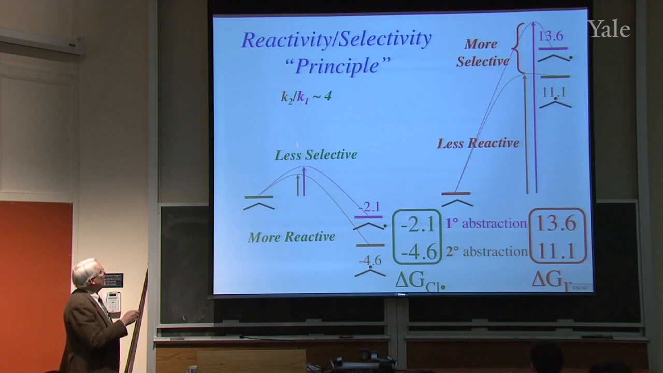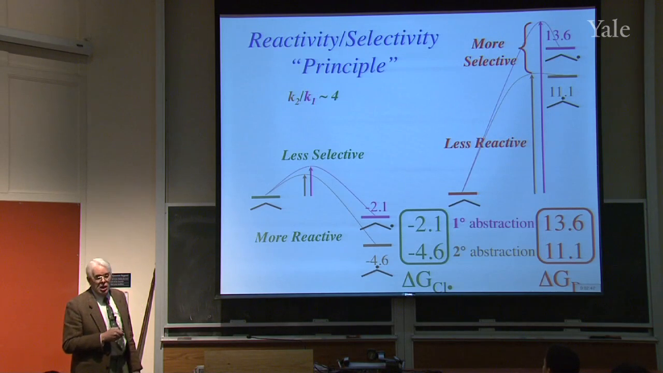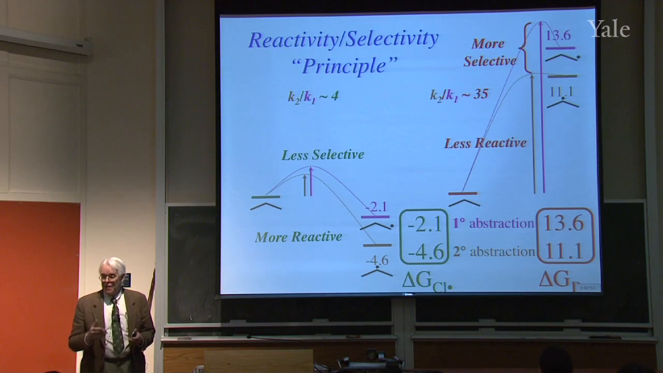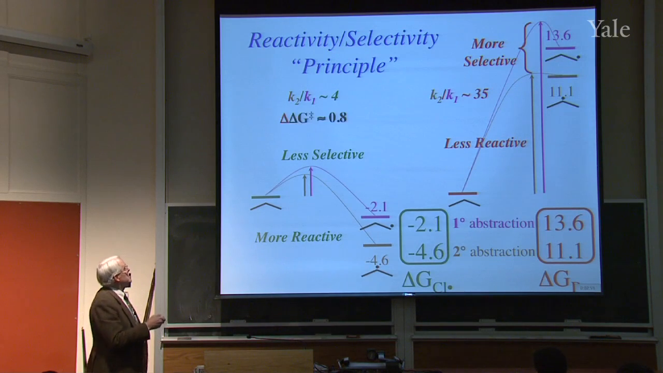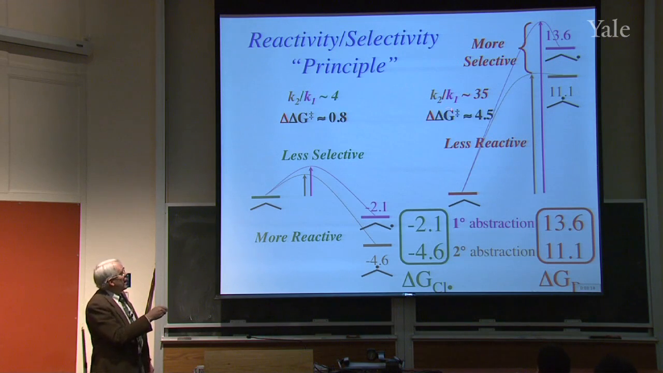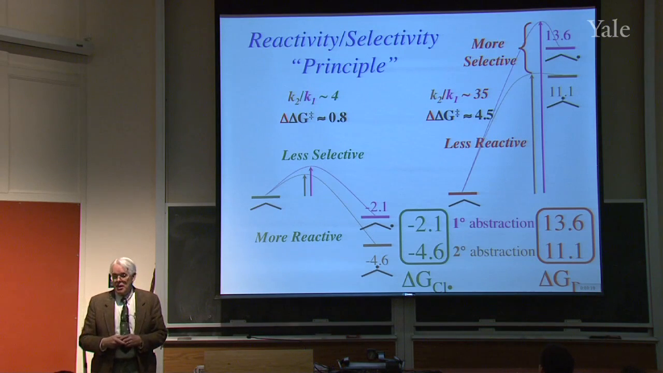Now, in the case of chlorine, the relative rate of forming secondary versus primary is a factor of 4. But in the case of bromine, it's almost 10 times as large, the selectivity. It's a factor of 35. That means in the first case, the difference in energies of activation, the delta G double dagger, right? Delta G double dagger is the activation energy. The difference in the activation energy is 0.8 kilocalories per mole, about 1, right? Whereas with the later transition state, the difference is very much bigger, 4.5.